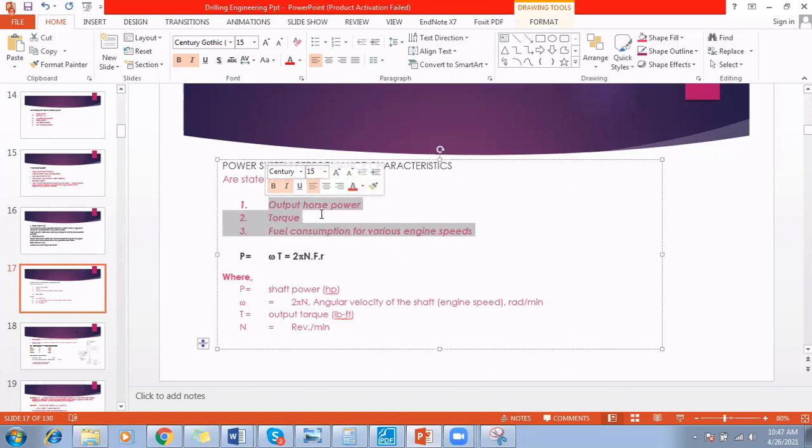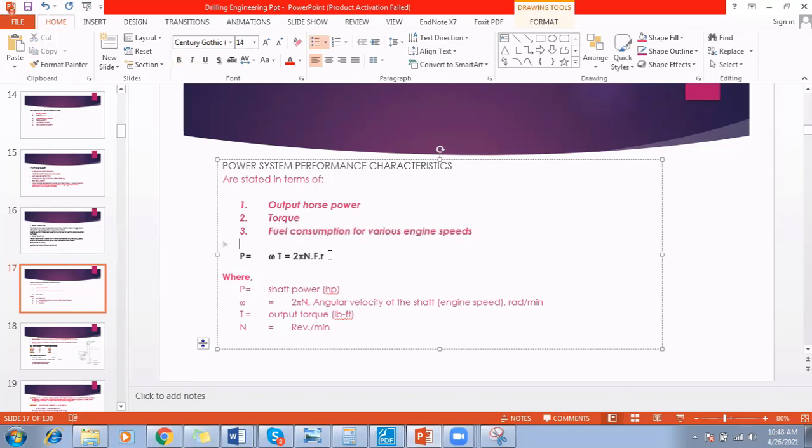So what are these parameters? One is the output horsepower, and the other is the torque. You should have a very good idea of what torque is: the turning effect of anything is called torque. The third is the fuel consumption for various engine speeds, meaning how much fuel is used while achieving a specific speed. So these are the three parameters used to explain the performance of the drilling rig in terms of power system.